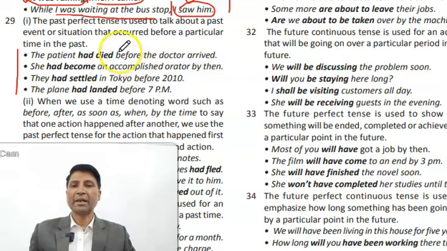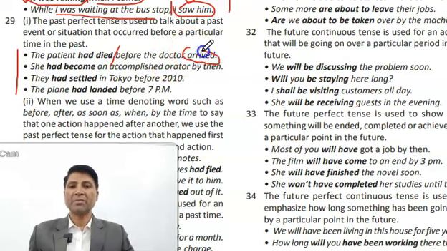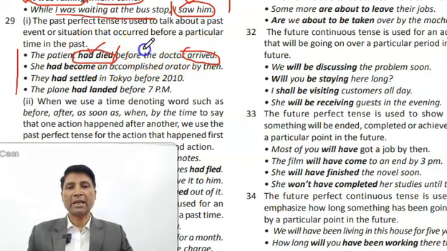The patient had died before the doctor arrived. So there are two actions taking place in this example: death of the patient and arrival of the doctor. So patient is dying, then the doctor is coming. That means the first action is over, then the second action is happening.